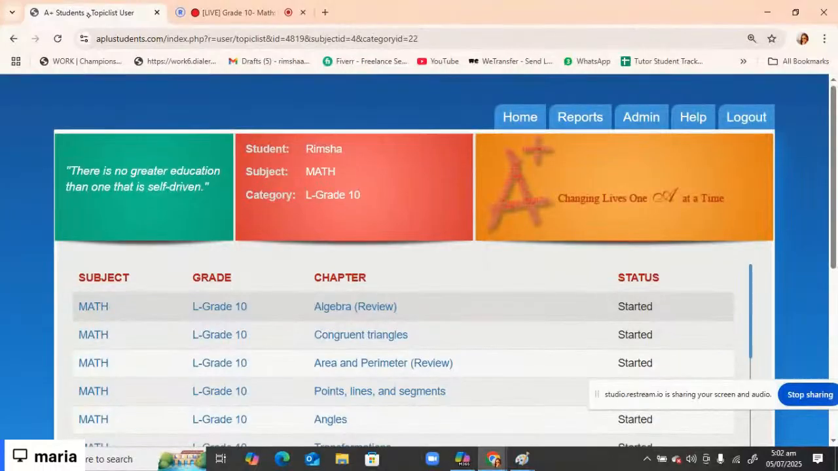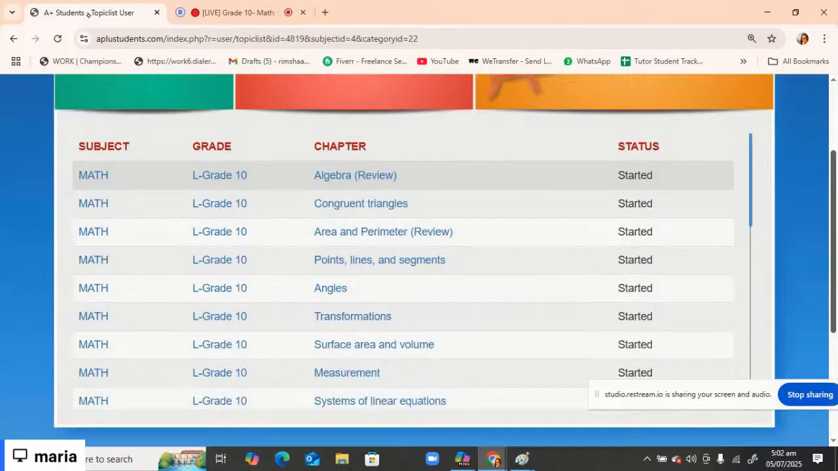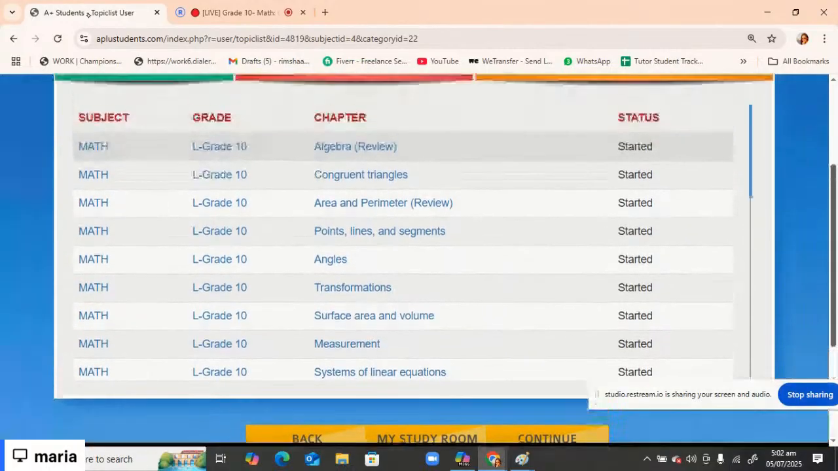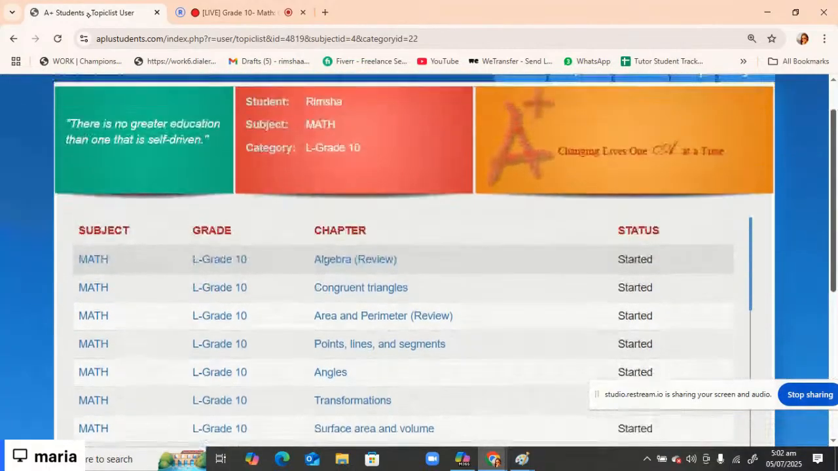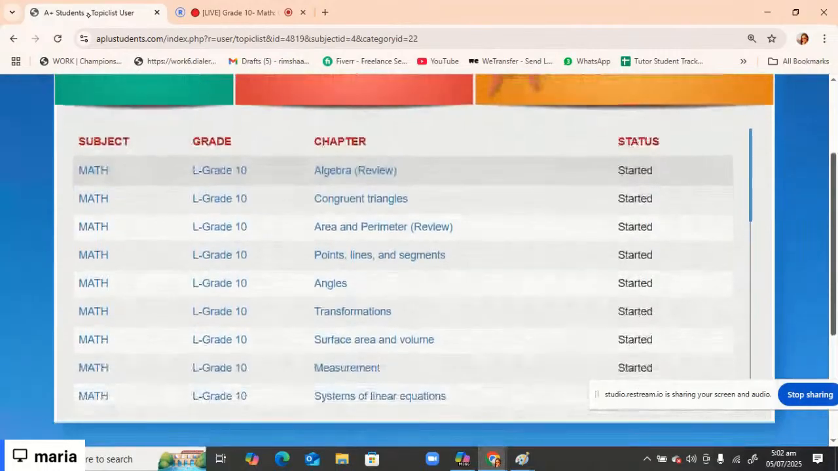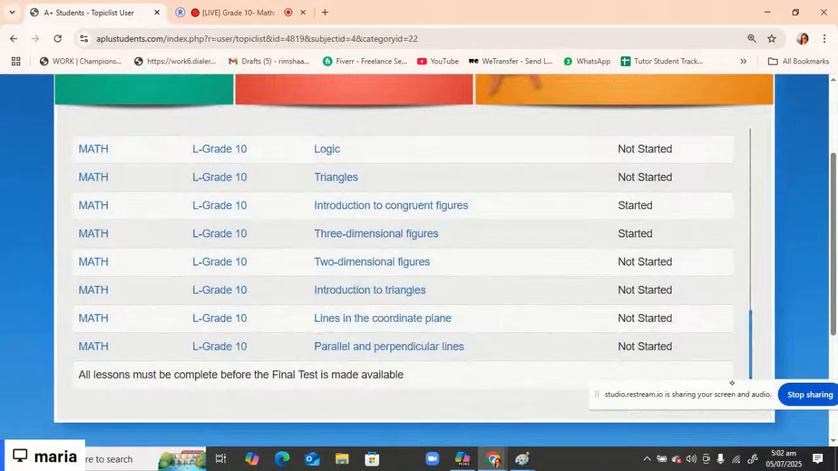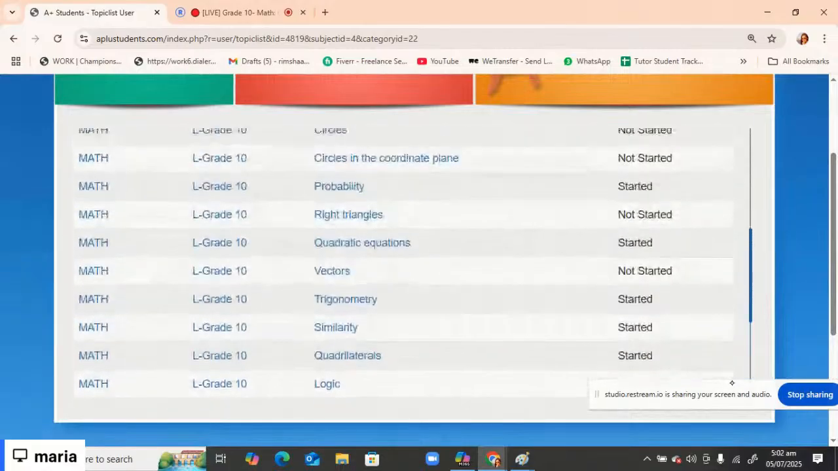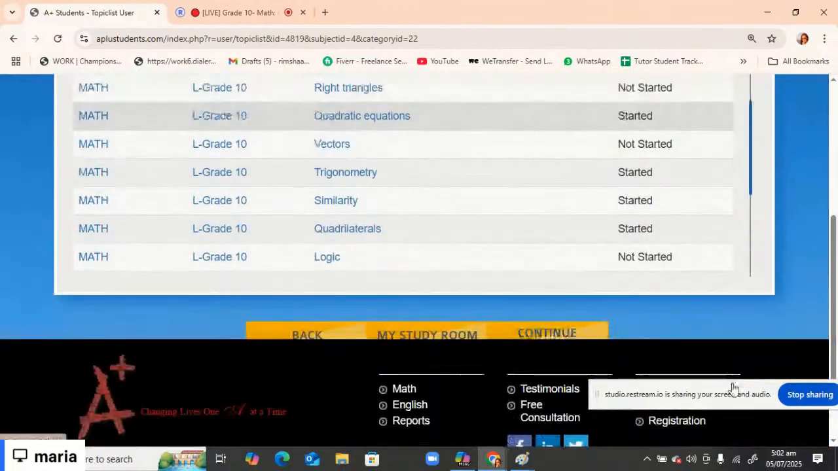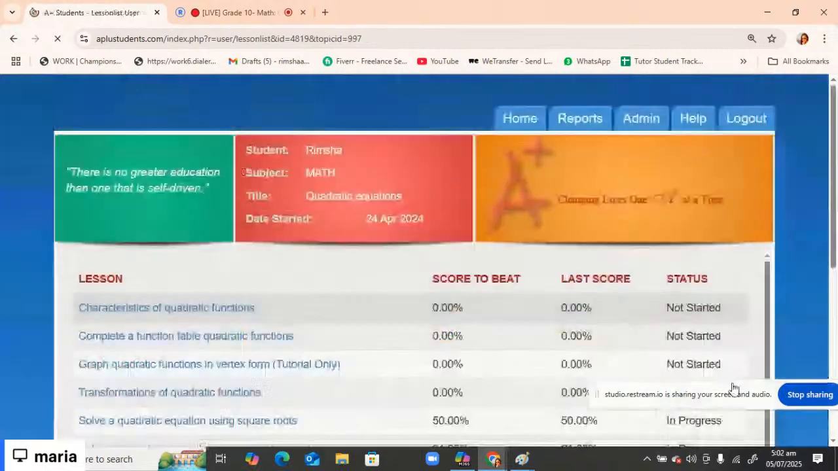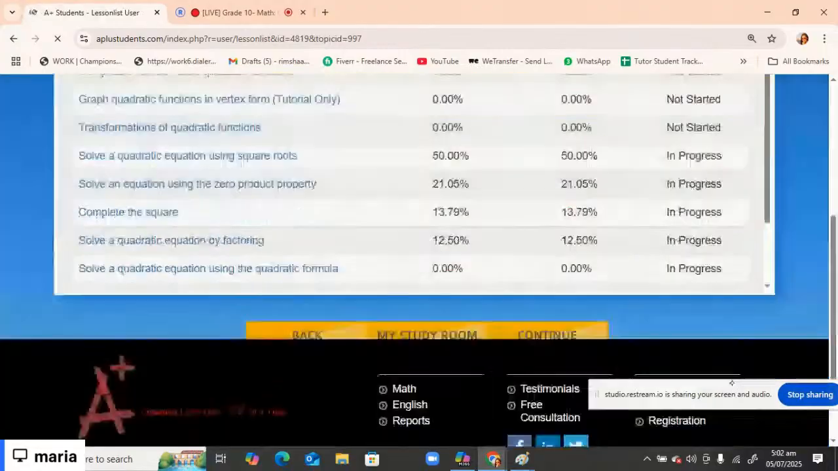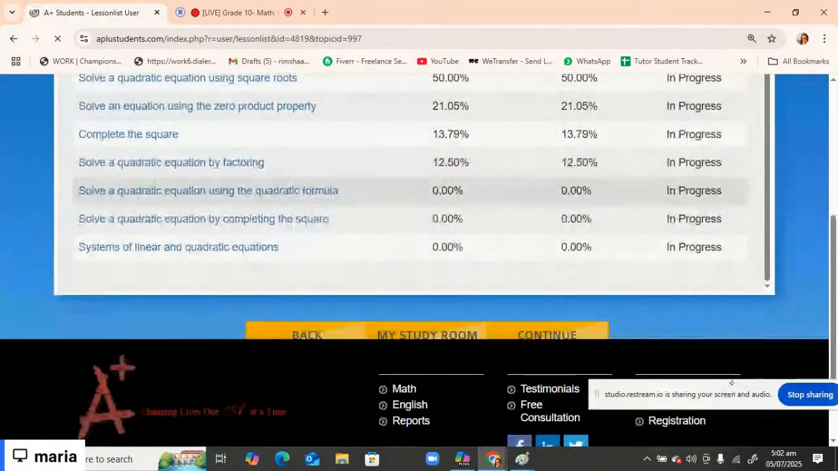You can find all the lessons on a+student.com. So open your A plus website, scroll down to grade 10. Here is the list of the chapters. So we are on the chapter quadratic equation, and here is the list of the lessons. We are on the last lesson, this one: solve a quadratic equation using the quadratic formula.